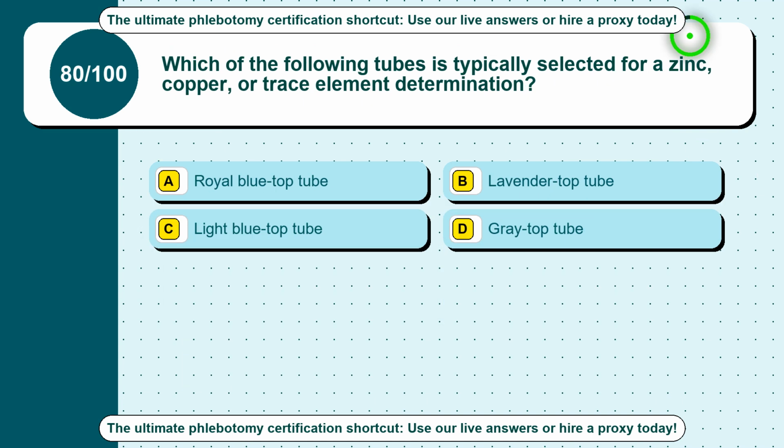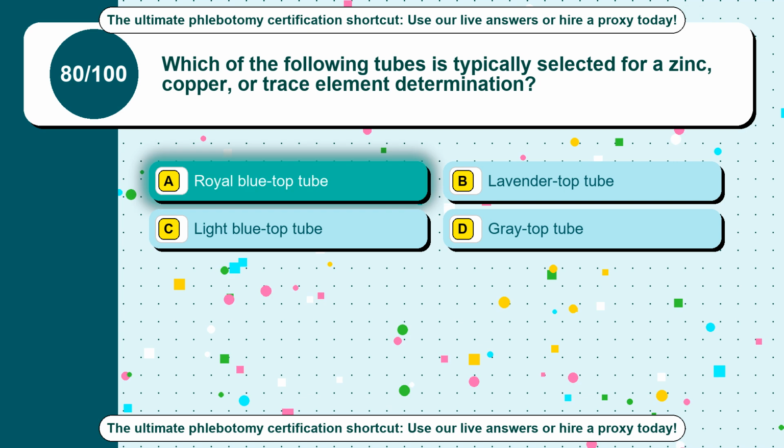Question 80. Which of the following tubes is typically selected for a zinc, copper, or trace element determination? Option A, royal blue top tube. Option B, lavender top tube. Option C, light blue top tube. Option D, grey top tube.